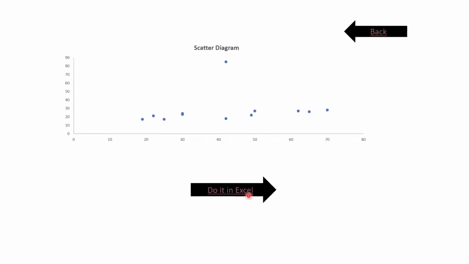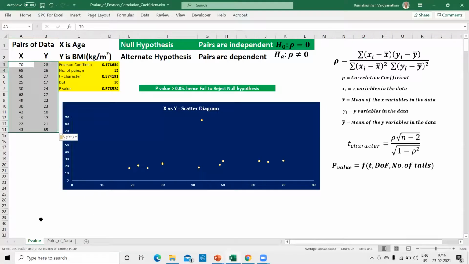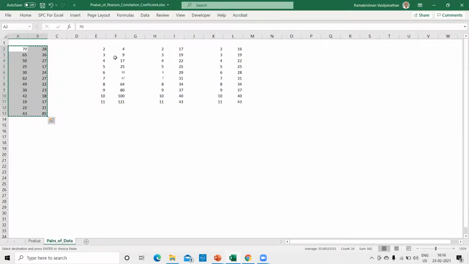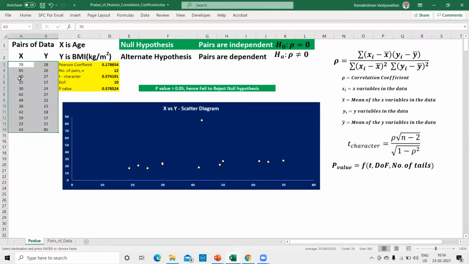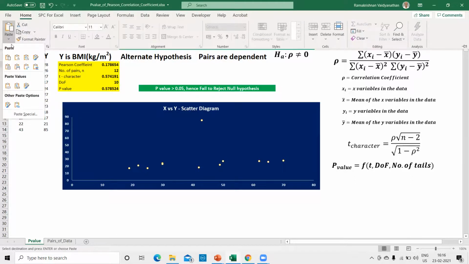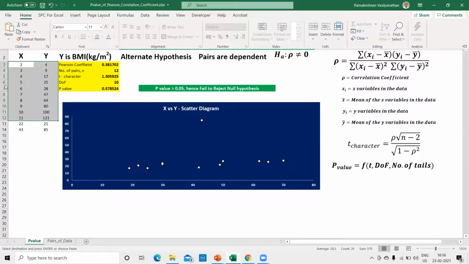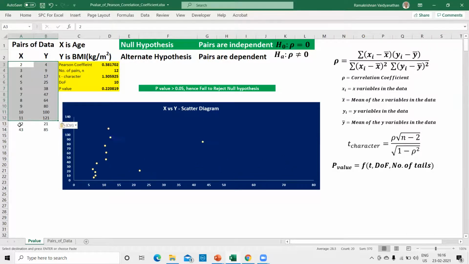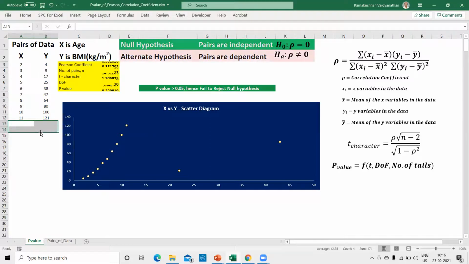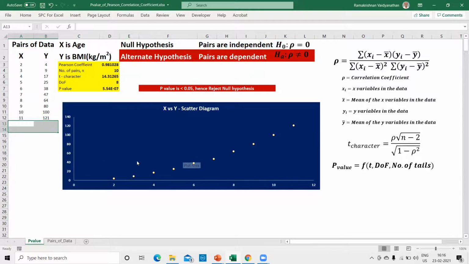Okay. Now we will go to the Excel sheet and test for the pairs of data. There are 4 pairs of data here. What I will do is take this data, Control C, and then go there. I will go to the first value and paste it as values. Very important. You have to paste it as values. The other 2 values, I'm going to delete. Right. So now you can see the scatter diagram for this, and the p-value is also here.